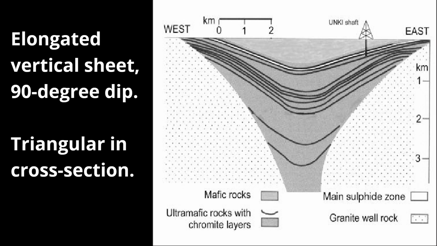It's a vertical sheet with a dip of approximately 90 degrees and appears triangular in cross-section, almost boat-like. And in this cross-section, you can see characteristic layers here with mafic rock and ultramafic rock with chromite layers. Later we'll see a more detailed cross-section, but this gives a good overview of the boat shape of this intrusion.